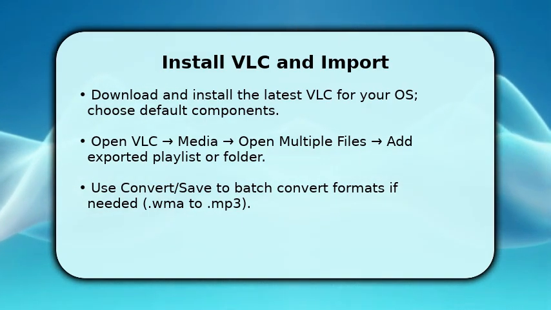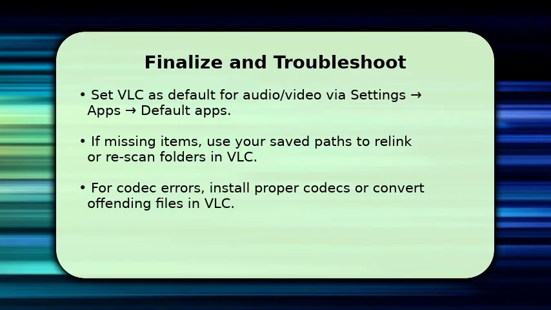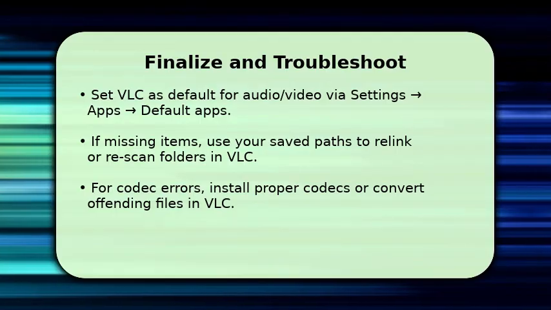Go to Settings > Apps > Default apps and assign VLC to audio and video file types. Next, scan playlists. If a file is missing, use your saved path list to relink or move files into the referenced folders and then refresh VLC's media library.